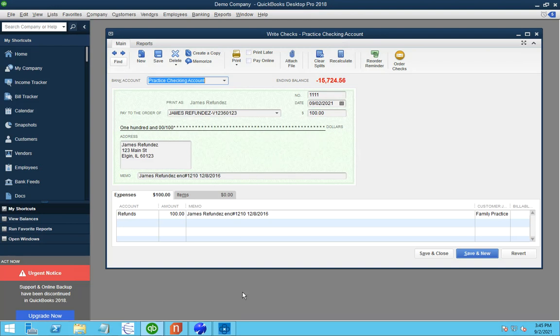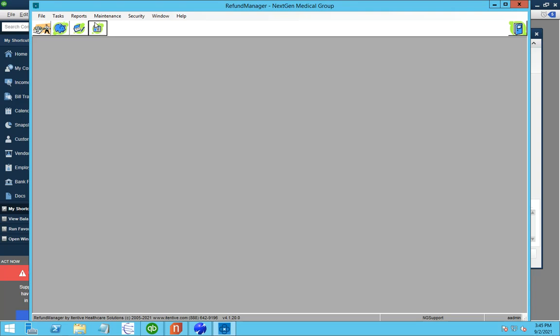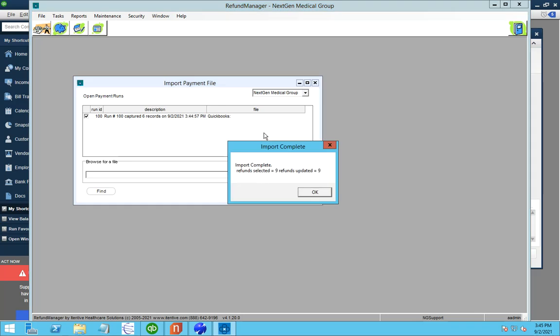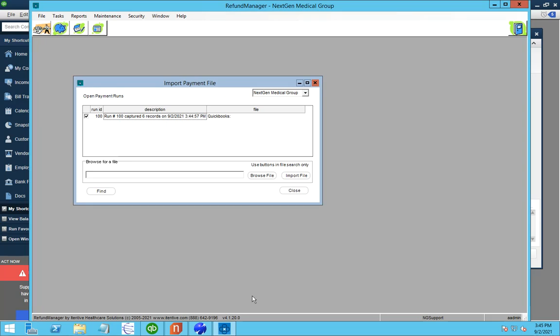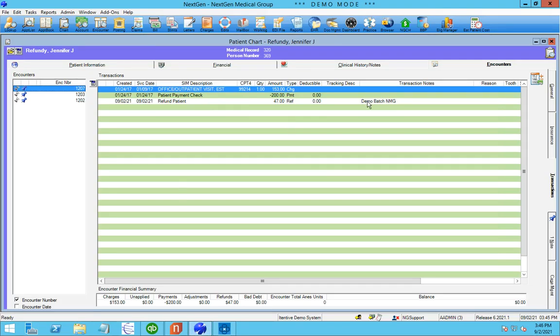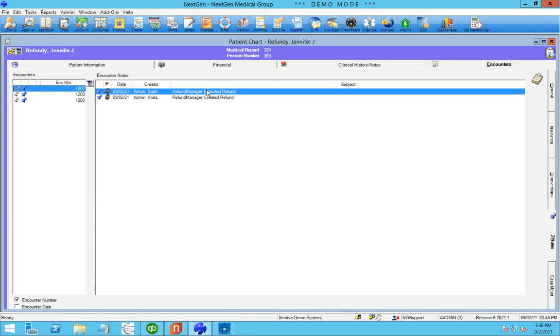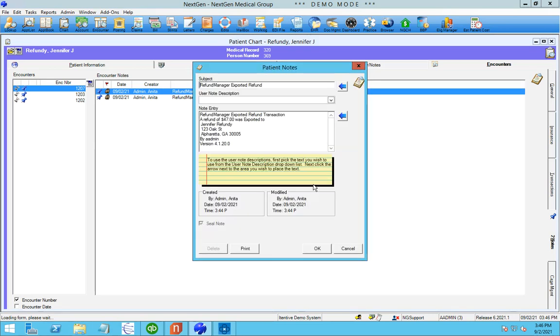And to complete this process, we'll go back to RefundManager and tell it to go get those check numbers and bring them into NextGen. So I was able to update those 9 encounters in NextGen with the check numbers. What does that look like? Let's go back here to Practice Management. Now I have not refreshed the screen yet, but if I toggle back and forth, we'll see here's the check number and the check amount. Because the accounting system combined all three of these into one check, it's giving us the total check amount. And as promised, here's our second note that was created when we exported. And this one, as mentioned earlier, is capturing the refund address that was in play.